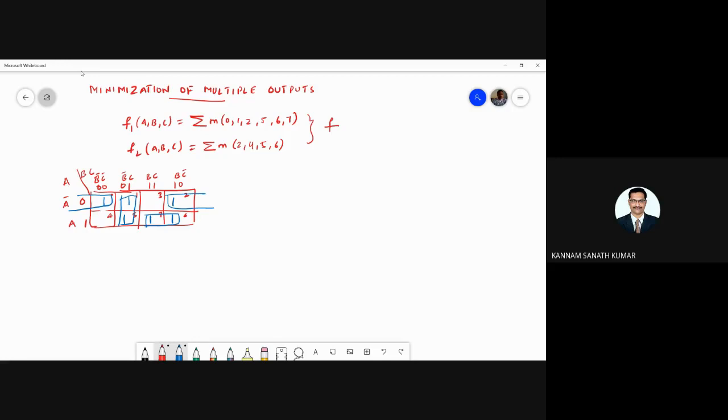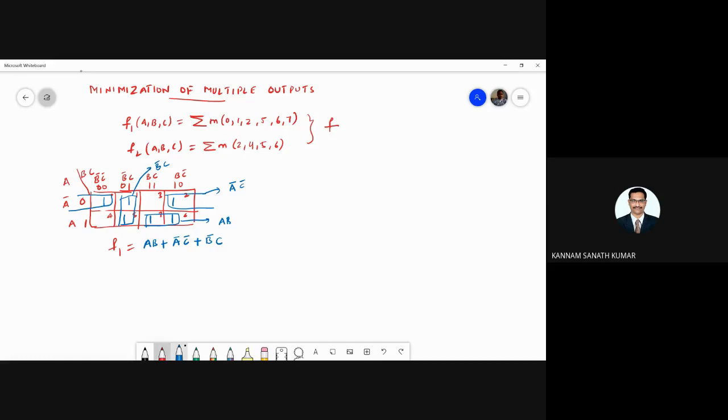So F1 equals, you can write this one. This one is A, and what is common is B. And this one is A bar, which is common with C bar, A bar C bar. These are nothing but the minterms. Then B bar C. So F1 you are getting is AB plus A bar C bar plus B bar C.